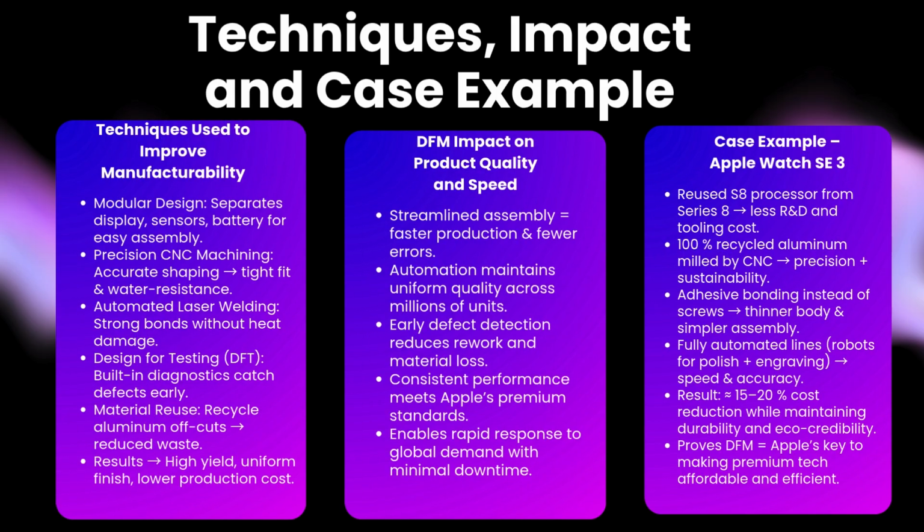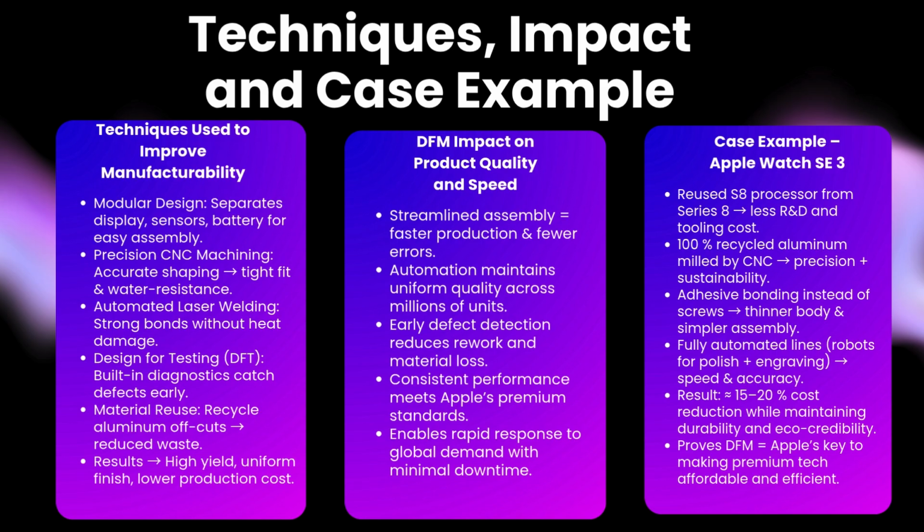In the Apple Watch SE3, Apple used several smart techniques to make manufacturing faster, cleaner, and more efficient. One of these is design for testing, which helped detect defects early through automated checks, ensuring consistent quality. The company also recycled all aluminum scrap back into production, making the entire process both efficient and sustainable. Design for manufacturing has a major impact on both product quality and production speed. Because the Apple Watch SE3 has a simplified, standardized design, Apple can produce watches faster and with fewer errors.